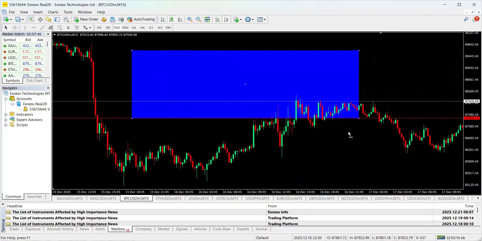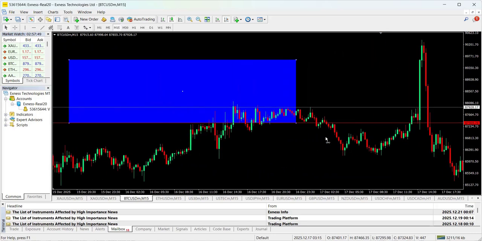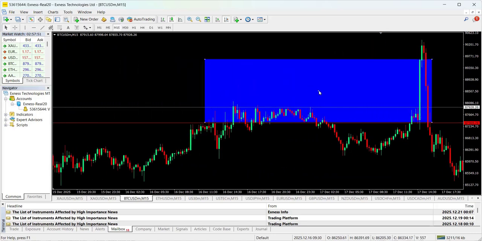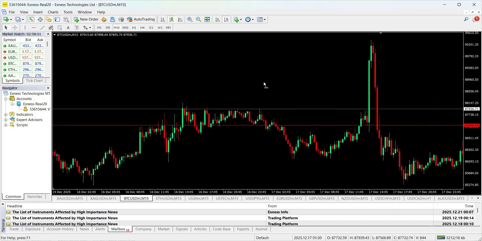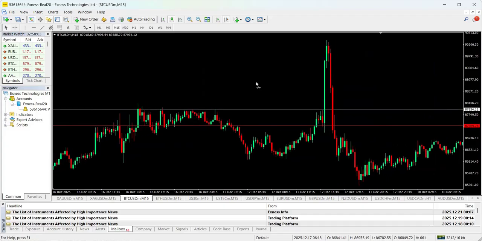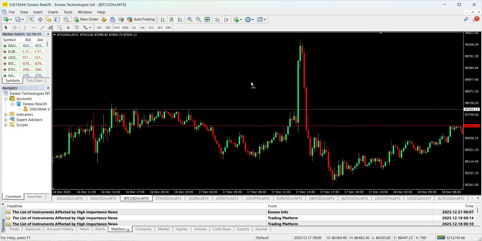So if we move this, you see what the market did? It moved up, at least that much. Now let's look at another opportunity. Now look at this.